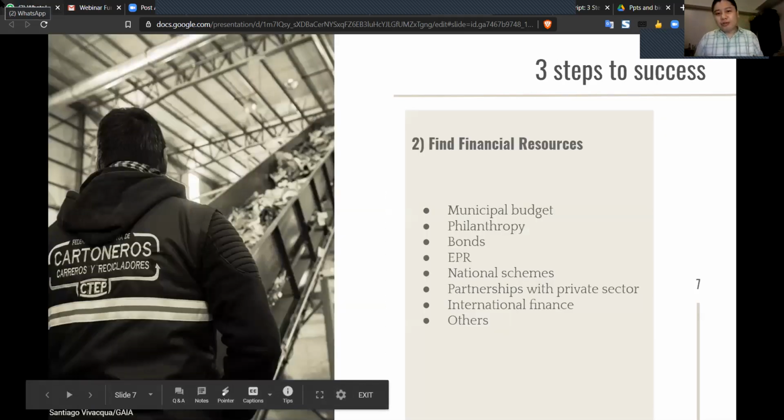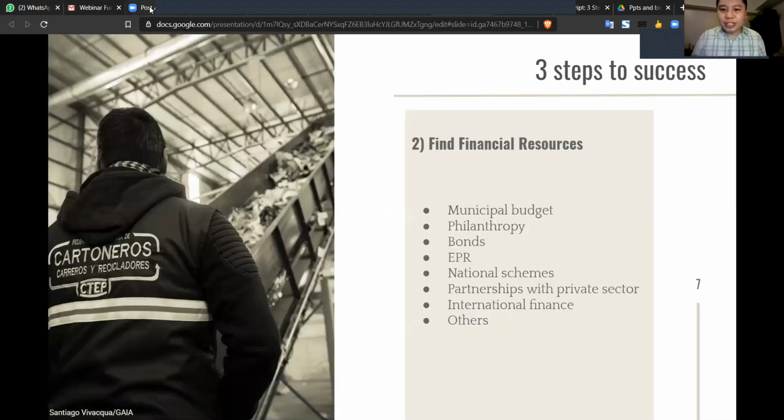The second is to look at financial resources. So in the fact sheet, we've listed down some of these options. And the first question that we'd like to answer here is, does the city already pay for waste management? According to the World Bank, there are cities that spend as much as 20% of their annual budgets. And that's very costly for local governments.